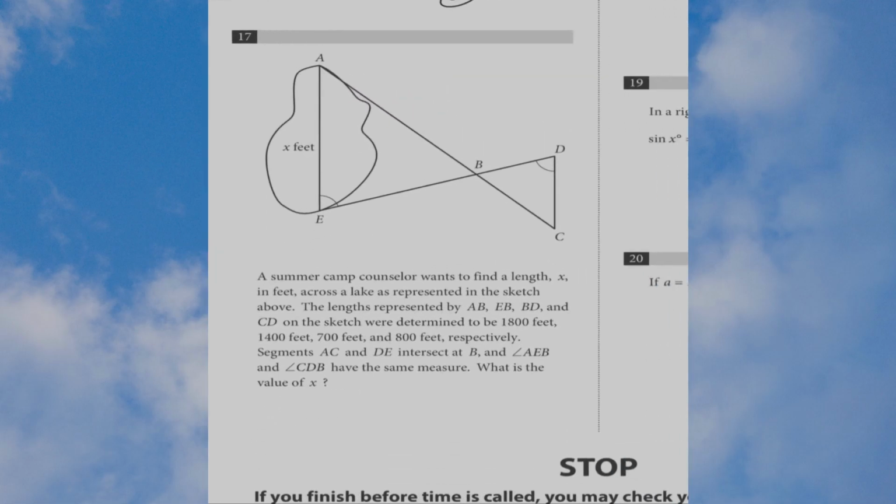Okay, for question 17, a camp counselor wants to find a length x in feet across a lake as represented in the sketch above. So if AB, EB, BD, and CD are on the sketch. AB is 1,800. EB is 1,400. BD is 700. And CD is 800. ACDE intersect at B, and AEB and CDB have the same angle. What is the value of x?